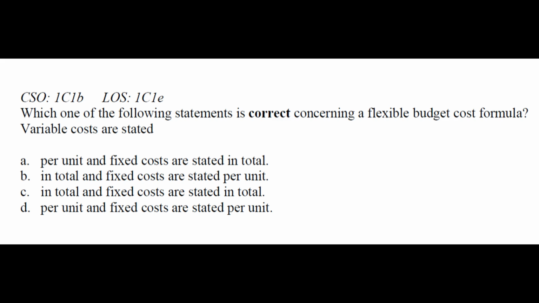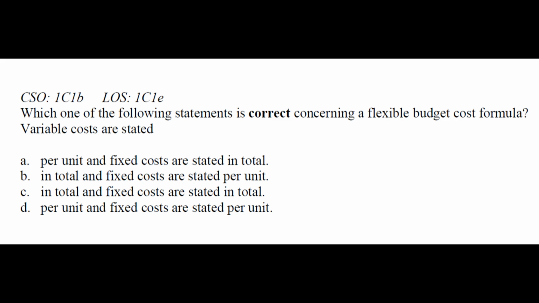Students should remember that a flexible budget recalculates total variable costs by multiplying the variable cost per unit by the actual level of activity, while leaving total fixed costs unchanged. A. Per unit and fixed costs are stated in total. Correct. Variable costs are expressed per unit of activity because they vary with production or sales volume. Fixed costs are expressed as a total amount because they do not change within the relevant range.